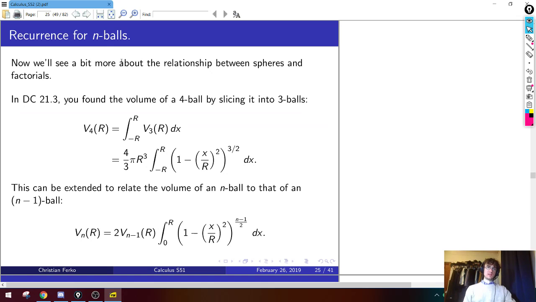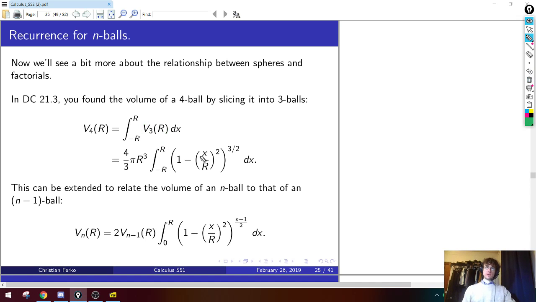Okay, so let's discuss what I mean by this recurrence formula for n-balls. You already proved one of them. If you remember DC 21.3, I asked you to find the volume of a 4-ball, and there was a very natural way to do it, which is to slice the 4-ball into 3-balls. In that case you had the radius r equals 1, but here I'm writing it for any radius. What you did is basically slice the 4-ball into 3-dimensional balls, which have volume 4/3 pi r cubed.